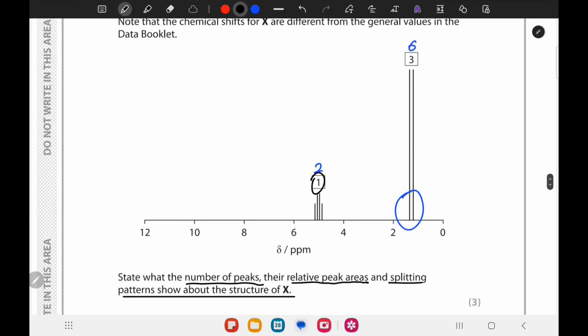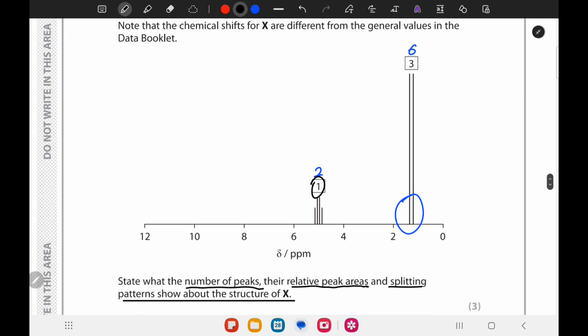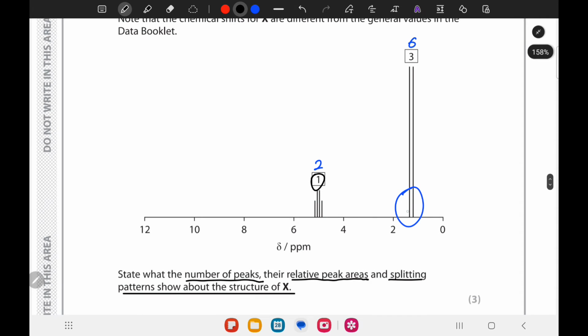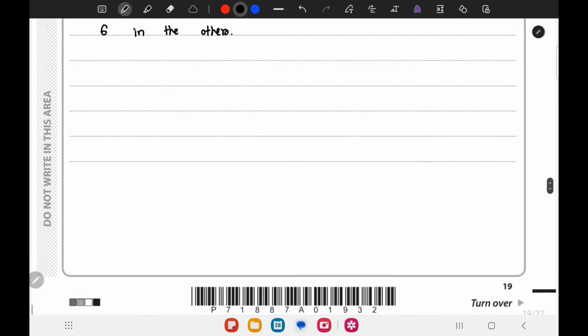Since the ratio is 1 to 3, the 1 hydrogen is next to this 3. So there is 1 hydrogen next to this over here, giving it a splitting pattern of a doublet. And for this over here, there are 3 hydrogen next to it. So it has a splitting pattern of a quartet.